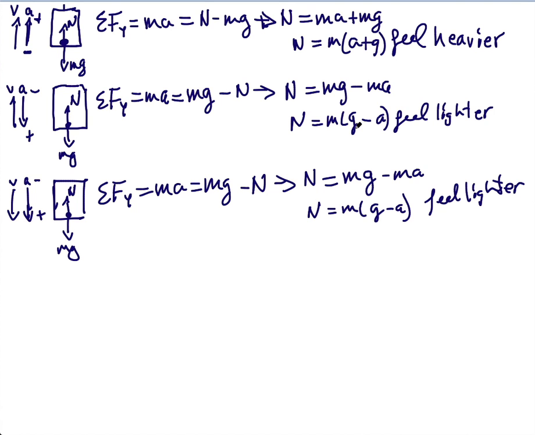So anytime the difference of the accelerations, anytime it's g minus a, you're going to feel lighter. Anytime it's g plus a or a plus g, doesn't matter which one is first, then you're going to feel heavier. So in the case of leaving the ground floor, you feel heavier. In the case of arriving at the third floor, you feel lighter. When you eventually leave the third floor for just a second, you'll feel lighter.